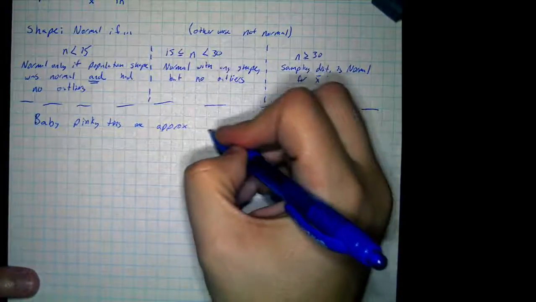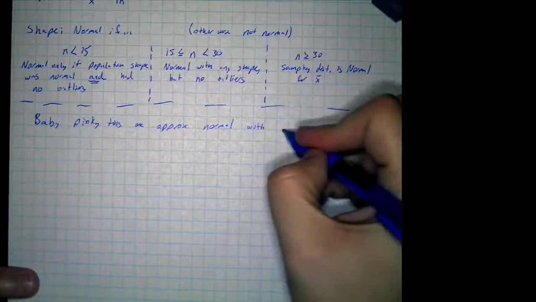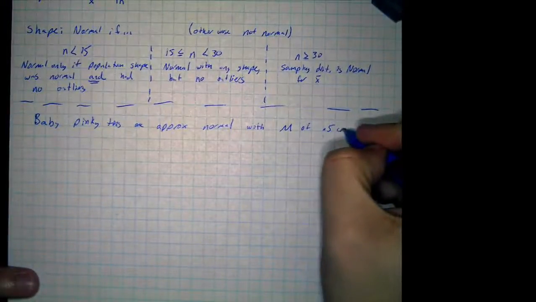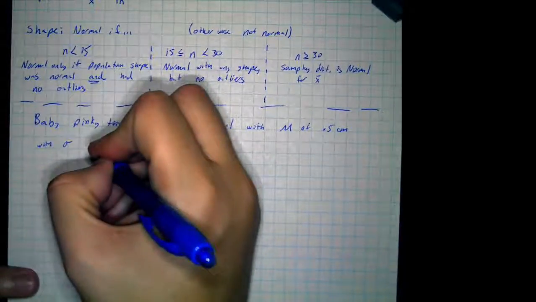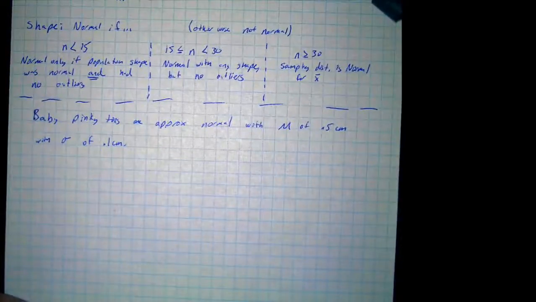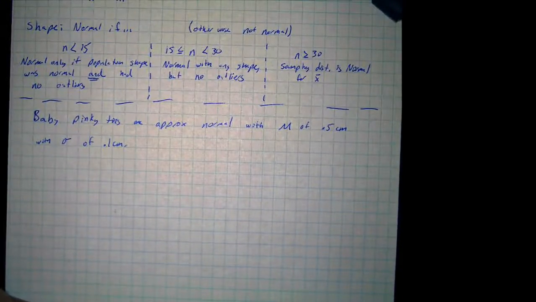Baby pinky toe lengths are approximately normal with an average of 0.5 centimeters with a standard deviation of 0.1 centimeters. This isn't real numbers, by the way. We probably just made it up. We were like, how long do you think a baby's pinky toe is? Half a centimeter? Half a centimeter.